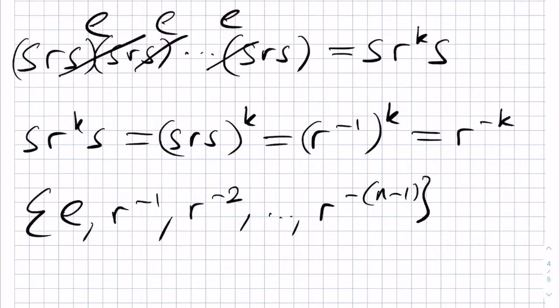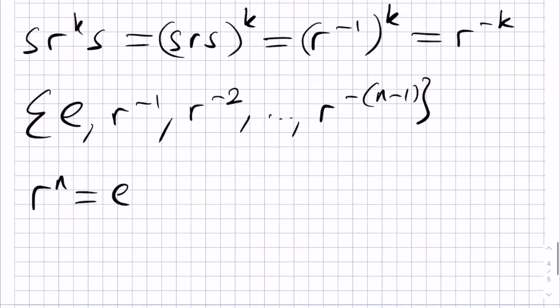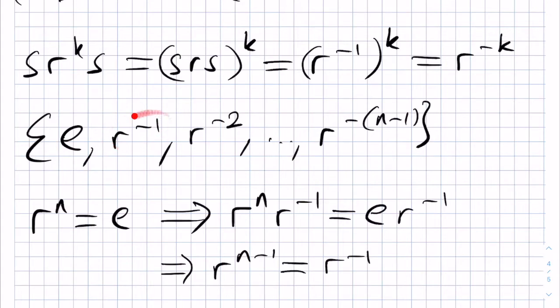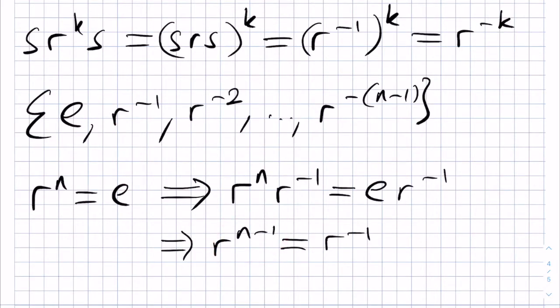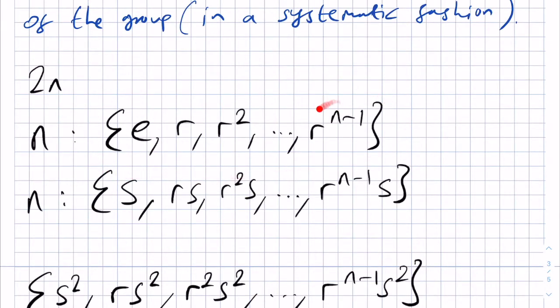Well, no, because, for example, r to the n is equal to e, and so if we multiply both sides by r inverse, we have r to the n minus 1 times r inverse is e times r inverse. The left-hand side is r to the n minus 1, and the right-hand side is r inverse because of the identity. So notice that this r inverse that's here is really r to the n minus 1 that we already had in our original rotation elements in here.